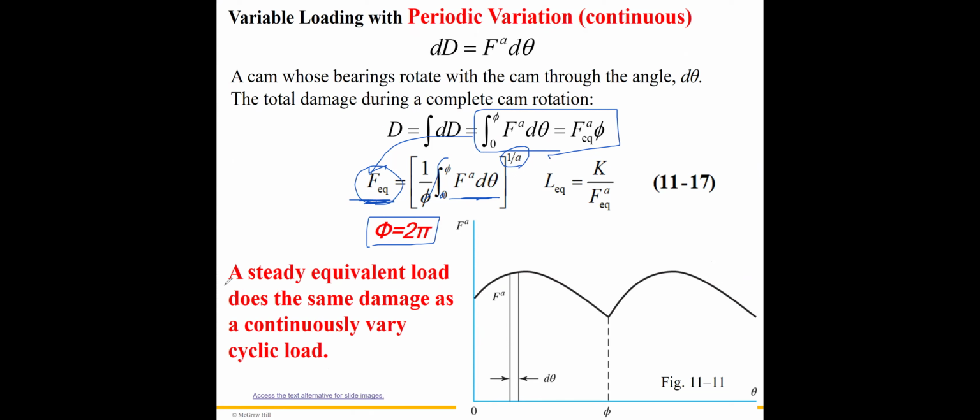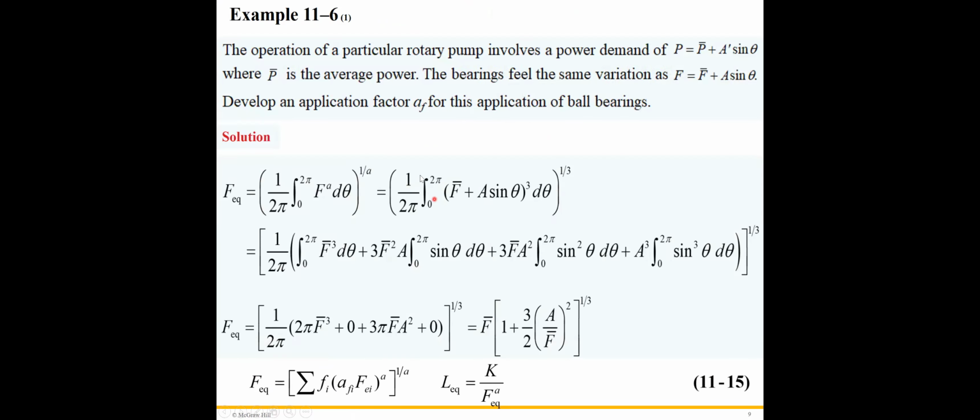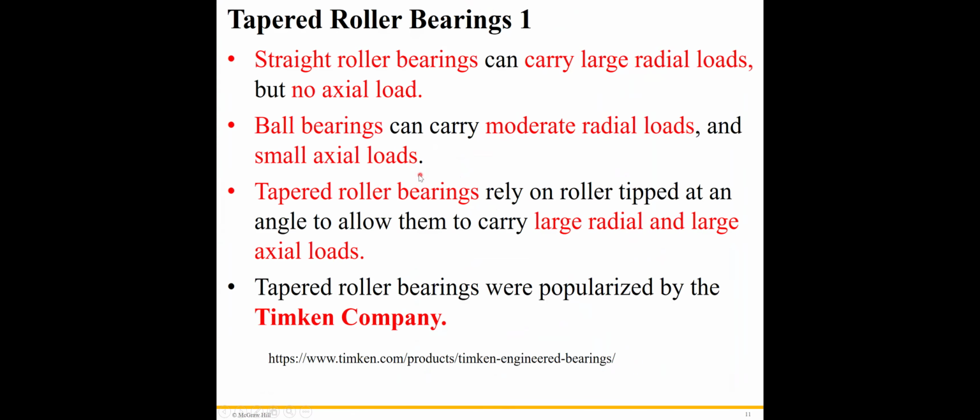A static equilibrium load does the same damage as a continuous varying cyclic loading. That's the definition. We define this periodic loading to get the same damage as the piecewise variation loading. So this is one example. I'll just skip it.